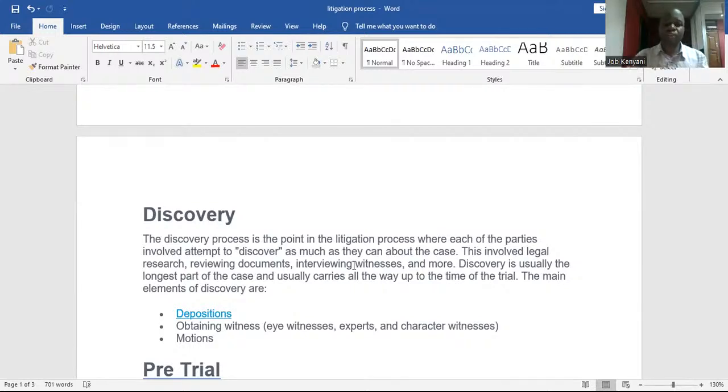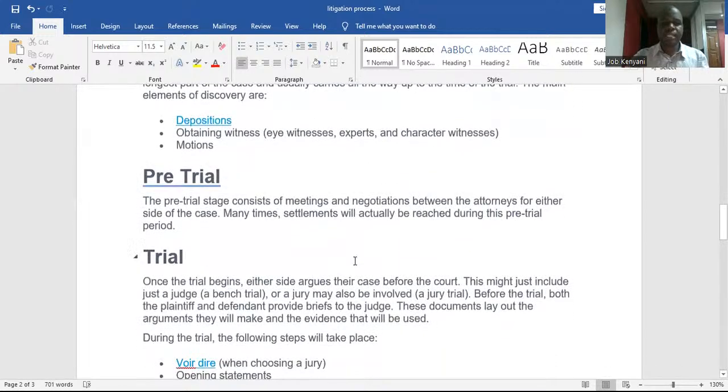Then we have pretrial. So what happens at the pretrial stage? The pretrial stage consists of meetings and negotiations between the attorneys for either side of the case. Many times, settlements will actually be reached during this pretrial period.